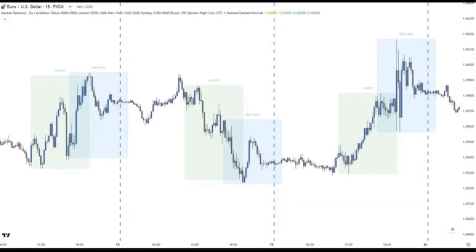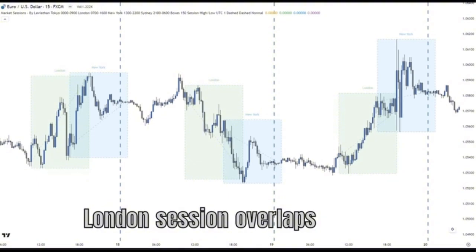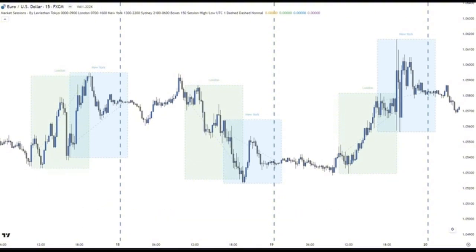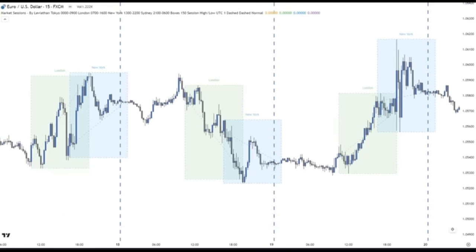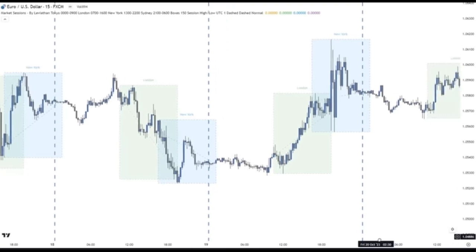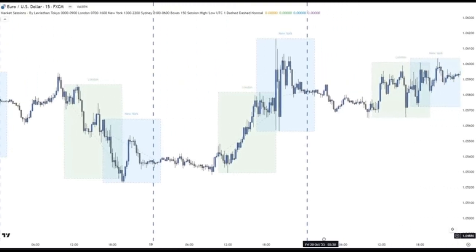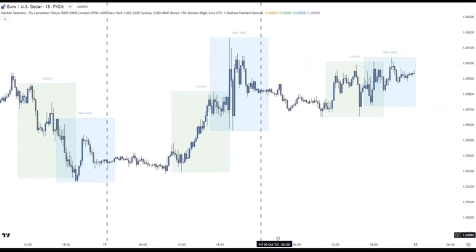Now, if you also add the London session to the chart, you will notice that the London session overlaps with the New York for a few hours. The overlap represents the period of the day when the major movements happen in the market. That's why most lower time frame traders, like scalpers and session traders, prefer to trade only in these hours, which is perfectly fine.